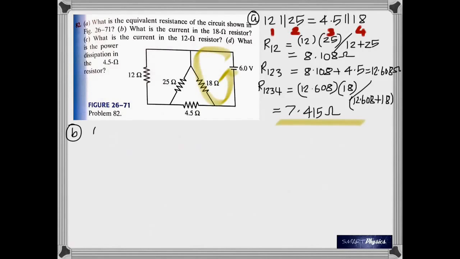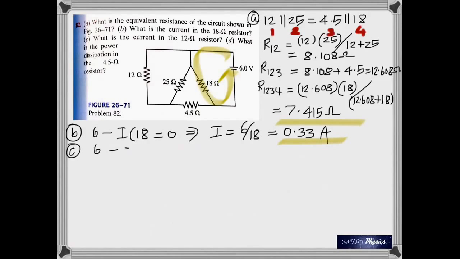B part, what's the current? Now to find the current there, just apply Kirchhoff's loop rule in that circuit and you get the current as 0.33 ampere. What's the current in the 12 ohm? That's going to be tricky. First what we do is just take the combination 12 and 25 to be in parallel, and 18 and 4.5 are in parallel, so take that as the loop.